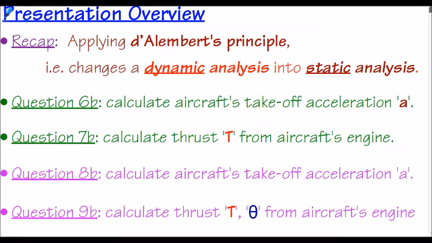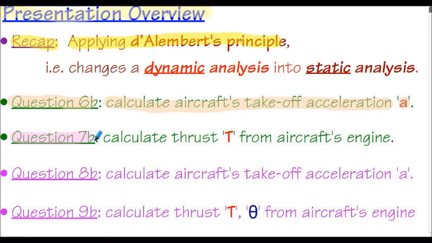And here's a brief overview of the presentation. We commence with a very brief recap of applying D'Alembert's principle. This includes just a couple of slides extracted from our previous presentations. Then question 6b, extracted from our workbook, requires us to calculate an aircraft's takeoff acceleration, labelled A here. To find the acceleration we need to generate two equations, one in the x direction, one in the y direction, to find the accelerations in the x and y direction, from where we can determine the resultant acceleration.